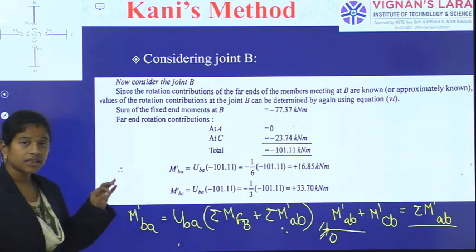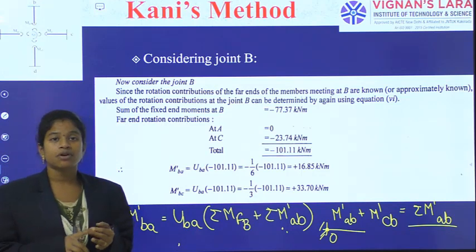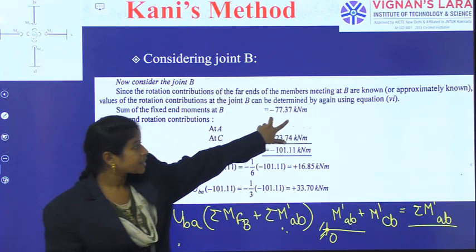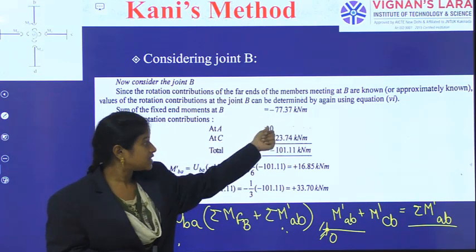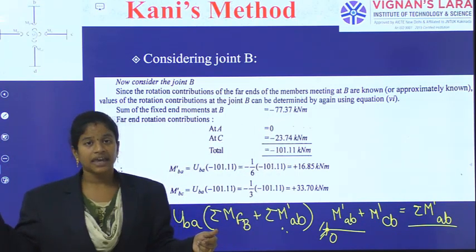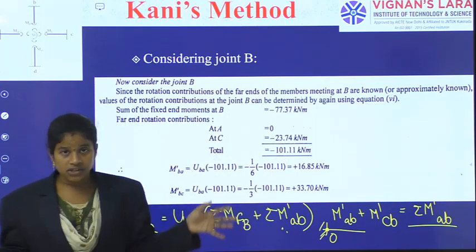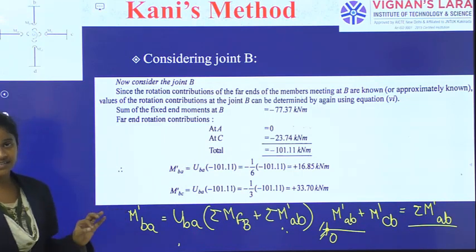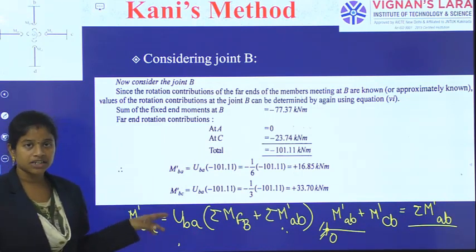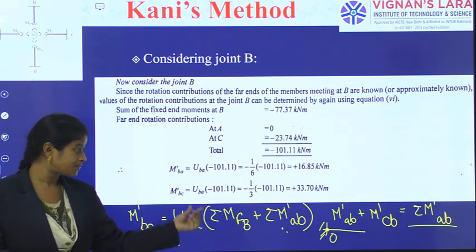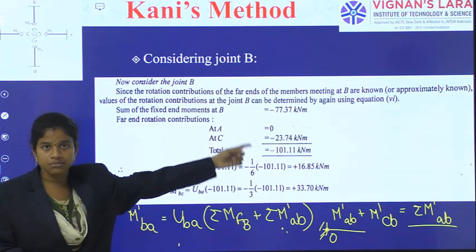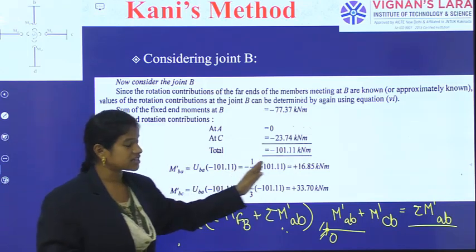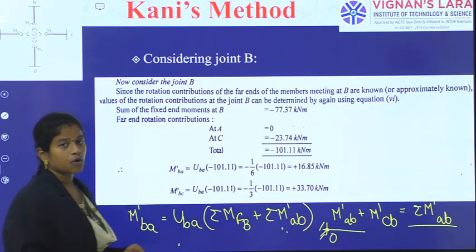Now summing up all these quantities, sum of the fixed end moments, sum of the rotation contributions, sum of all these quantities, because here itself it involves 2 quantities, M dash AB, M dash CB. Using all these things, I can calculate M dash BA, M dash BC, with corresponding UBA and UBC. So M dash BA is equal to UBA into sum of all. M dash BC is equal to UBC into sum of all. In this way we have calculated, substituted and evaluated the corresponding numerical values.